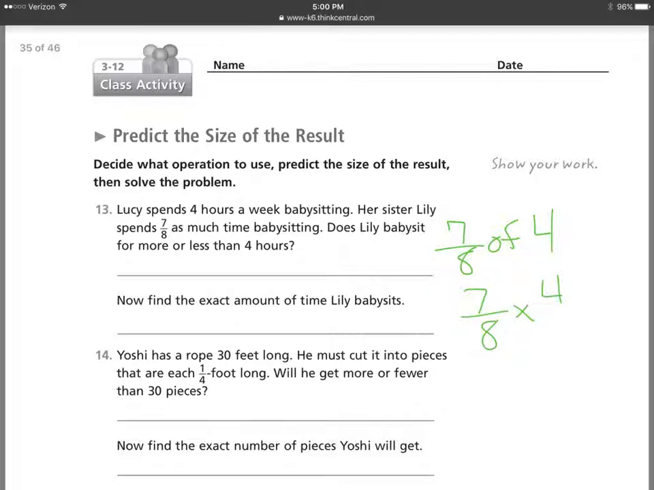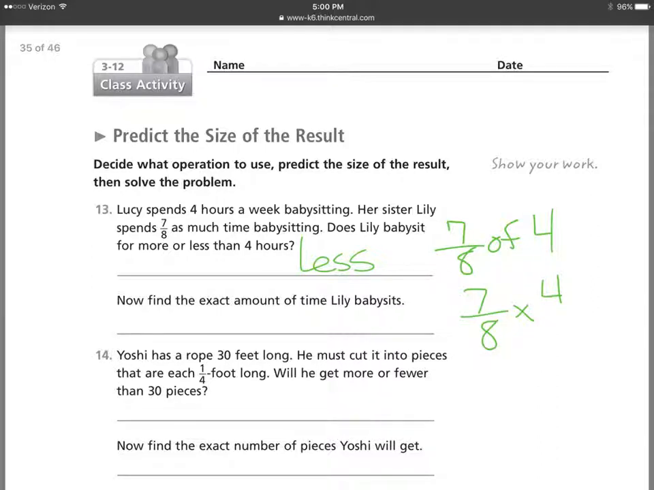Again, we know that I do 4 hours a week. My sister only does 7/8 of what I do. If she did 8/8, she would do basically the same amount. But 7/8 means she's not even doing the entire amount. So she's doing less than I am doing. When you multiply a fraction times a whole number, we know that our answer will be less than our whole number. So my first answer is going to be that my sister babysits less time than I do.